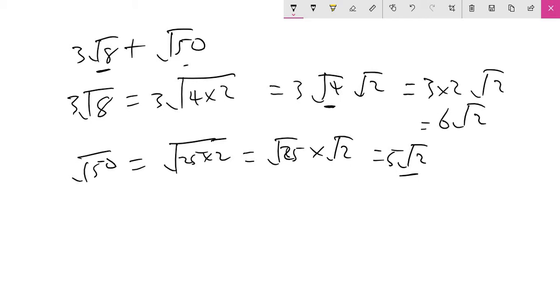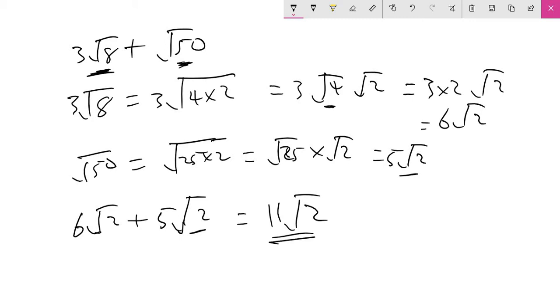And so we can now replace them here and really simplify the expression. So we have 6 root 2 plus 5 root 2. Again, the irrational part is the same. We treat them like a variable, like I said. So this gives 11 root 2. And that's the final answer.